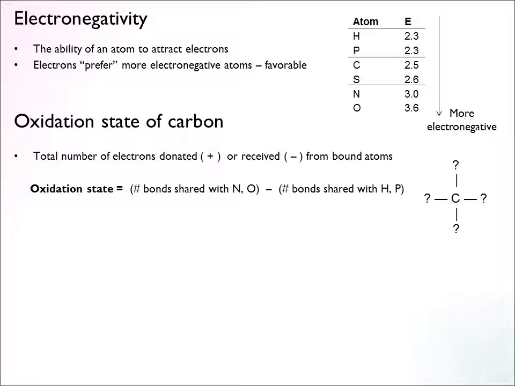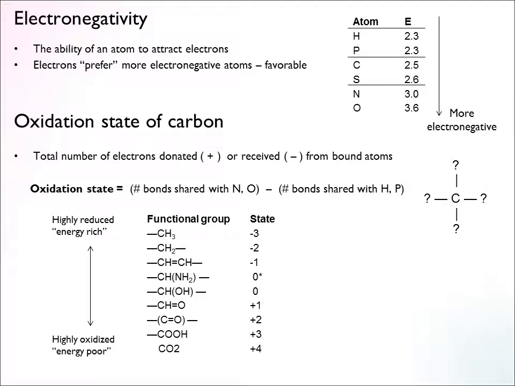You can calculate it if you look at a molecule as the number of bonds that the carbon atom shares with either nitrogen or oxygen. And then you can subtract the number of bonds that it shares with hydrogen or phosphorus. So what do we end up with? Let's look at our functional groups. We looked at these in the introduction lecture. Look at some common functional groups.